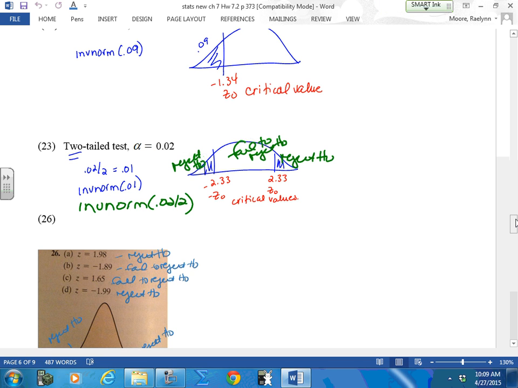When do we apply the divide by 2? When you get your answer for your z-score, your test statistic, you do your z formula, and then you find your area, that's when you multiply it by 2. Okay.